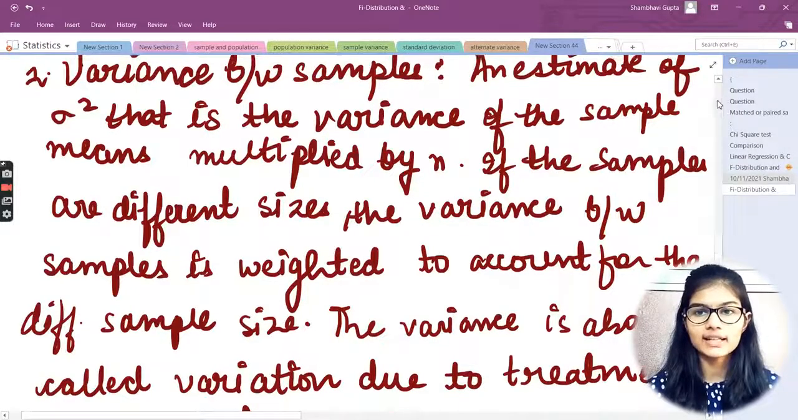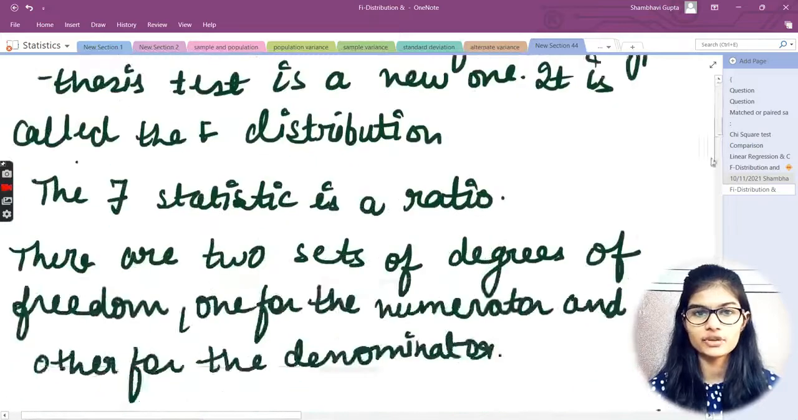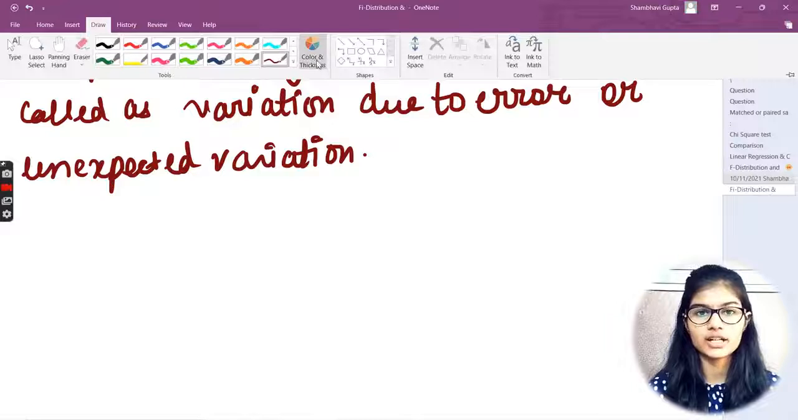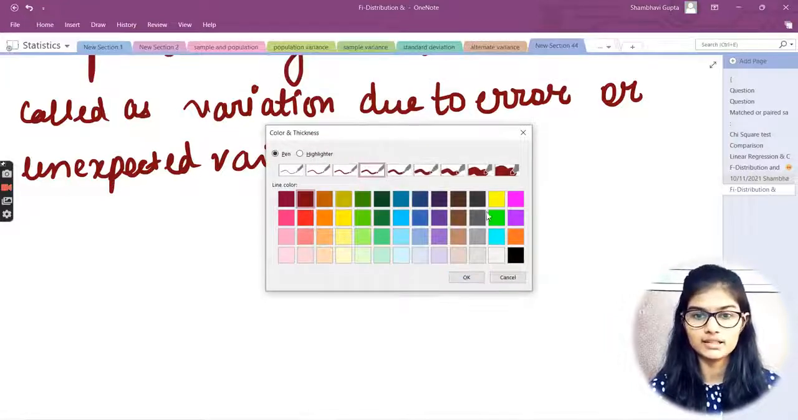So now after studying these different types of estimation, I'll be taking you towards the next topic, the further topic on this particular subject. Right, so I'm going to take out a different color here so that it separates between the previous and the new lectures. So here we go.